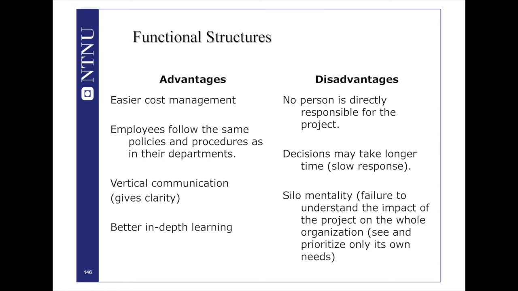But the weaknesses: one of the most fundamental weaknesses is what we call functional siloing. What does that mean? It means that usually these line managers are very much concerned with the prosperity of their own departments. They are unable to see how a project will impact the entire organization.